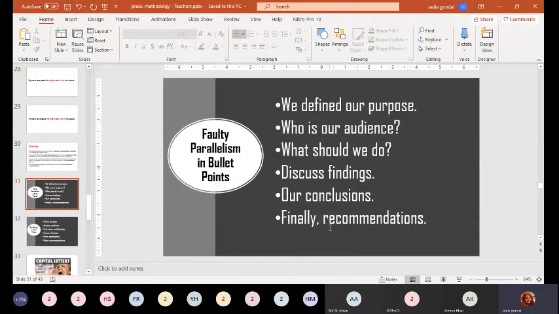Okay, the problem with this slide was that the first 2 bullet points started with the subject, we and who. Then bullet point number 2 and 3 had question marks at the end. Then bullet number 4 and 5 moved over to verb, discuss. And then it moved over to subject again. And then adverb, finally. So did you notice this?